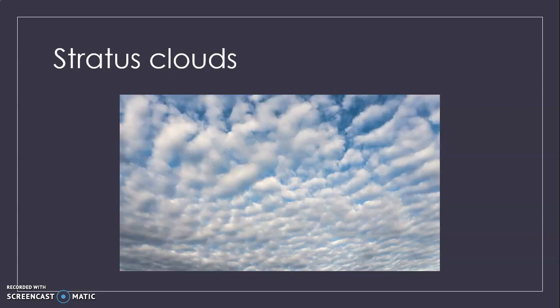Second type is the stratus clouds. Stratus clouds are horizontal and stratified or layered. Stratus clouds can blanket the entire sky in a single pattern. They usually occur close to the earth.